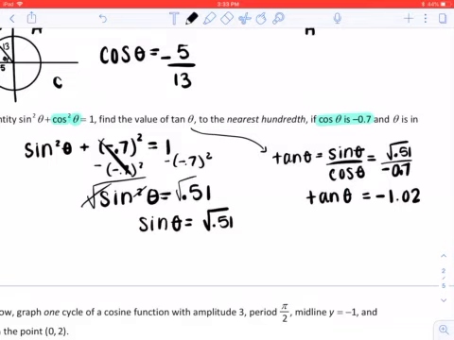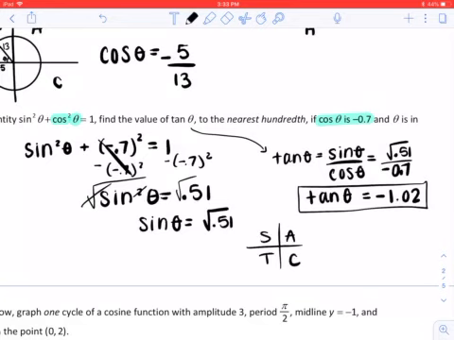And then just double check that the sign is correct. It said that it's in quadrant 2. So ASTC. Sine is positive in quadrant 2, which means my tangent should be negative, which it is. So we're all set with our answer. Negative 1.02.